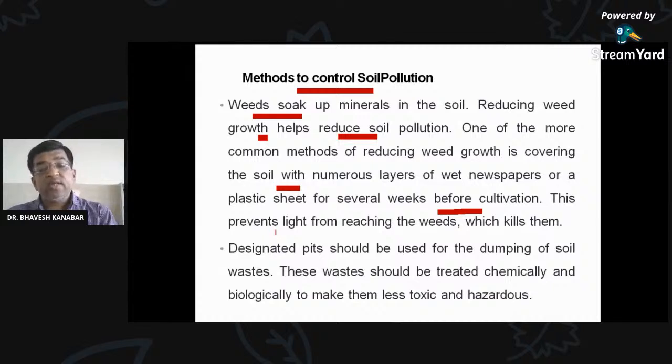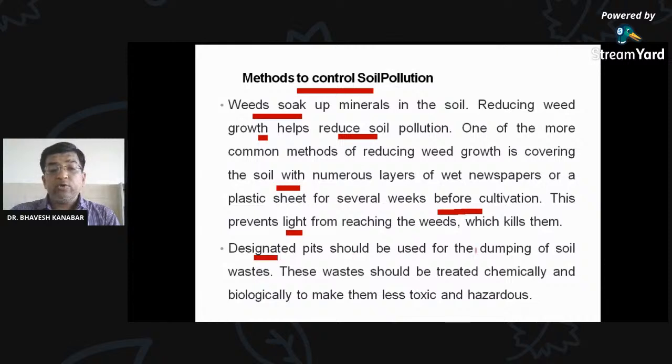See, this is purely environmental science. It is not related directly to medical science. Those who are in agriculture can better understand. This is the method to be adopted by farmers. This prevents light from reaching the weeds, which kills them. So cover the land with newspaper or plastic so that light cannot reach the weeds, and they can be killed.